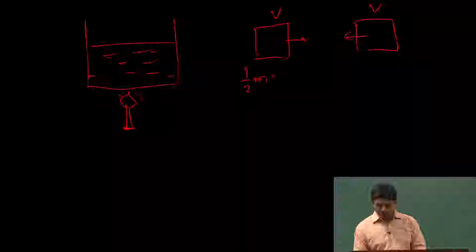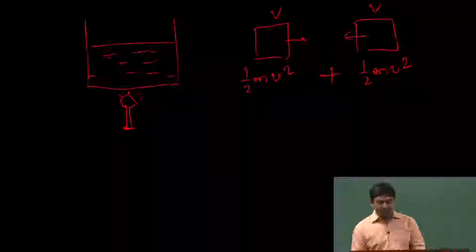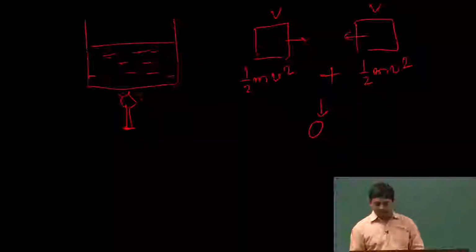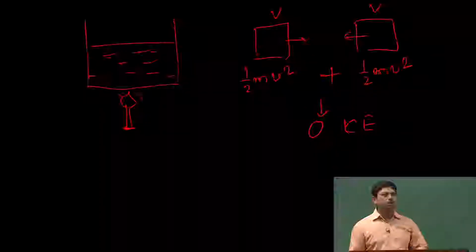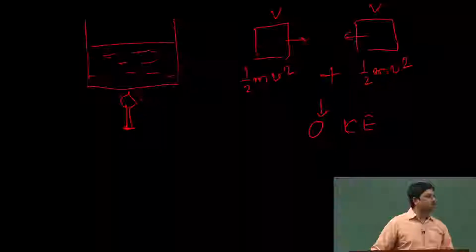But what happens when, let us say, two objects, let us say two cars, I cannot draw the car, so I am just drawing two squares, are coming with a velocity v. Each has a kinetic energy of half m v square, so the total kinetic energy is basically m v square, and they collide with each other, and it has 0 velocity, 0 kinetic energy. So, from m v square it goes to 0.